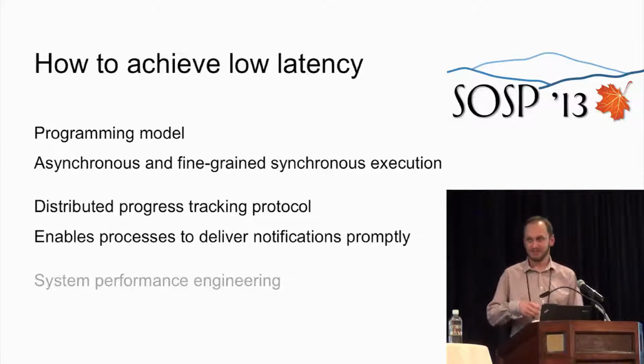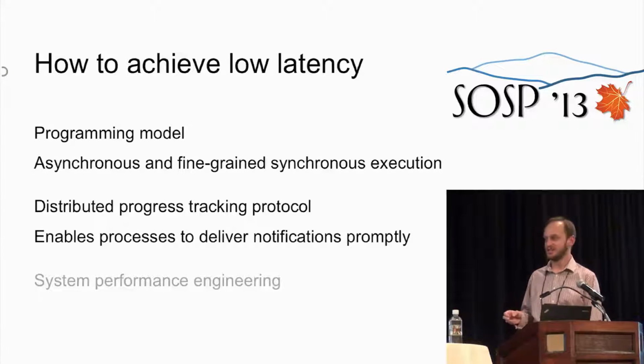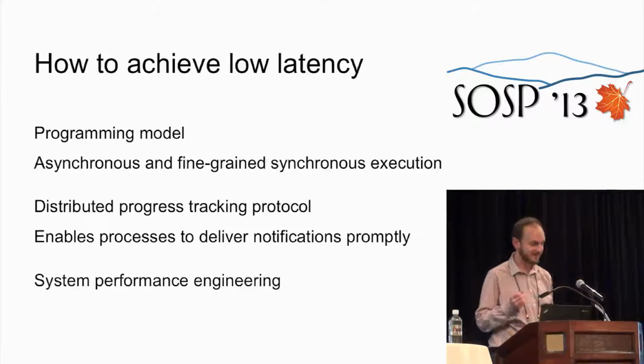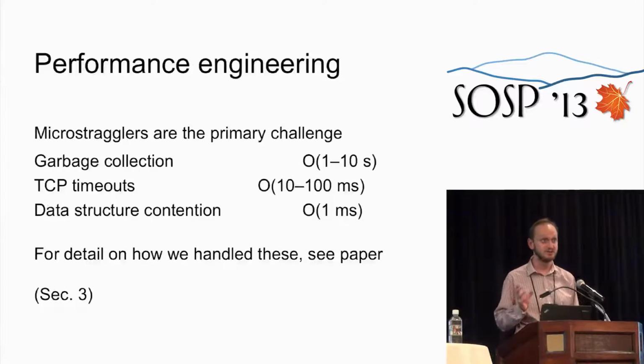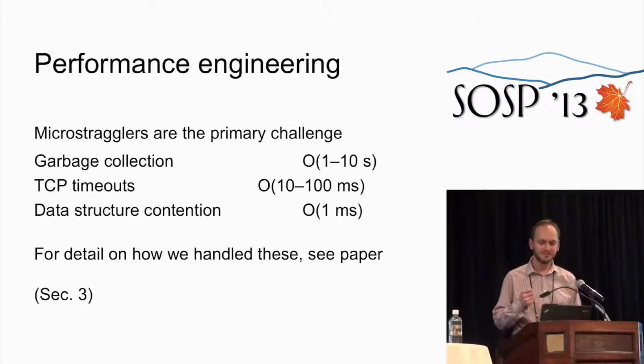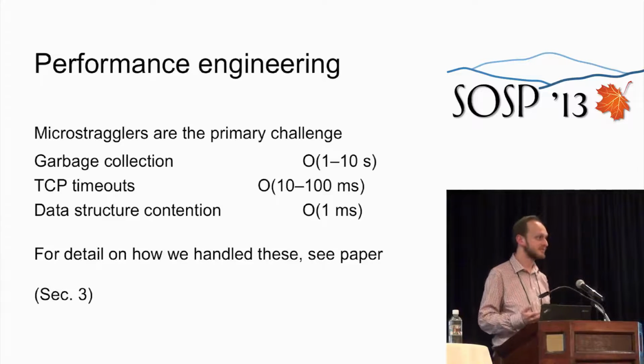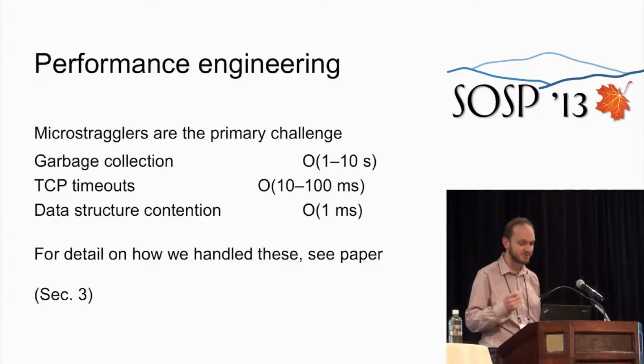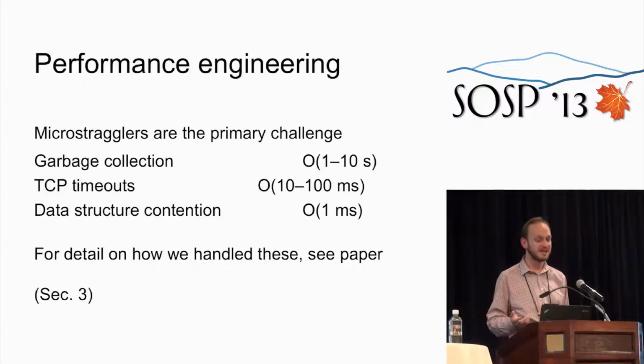I could spend hours talking about the engineering challenges we had to deal with to get this kind of low latency, but I only have a couple of minutes. I just want to draw your attention to one of the unusual challenges we faced when implementing Naiad, and we called this the micro-straggler problem. Because when one of these things occurs, it delays the delivery of a notification, just like a straggler does in MapReduce, but with a much, much smaller magnitude, on the order of milliseconds.